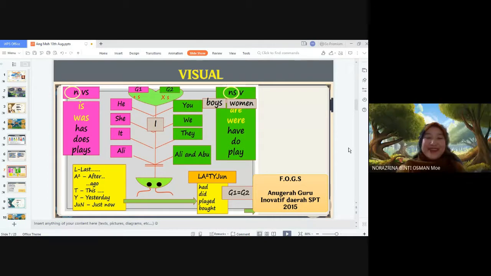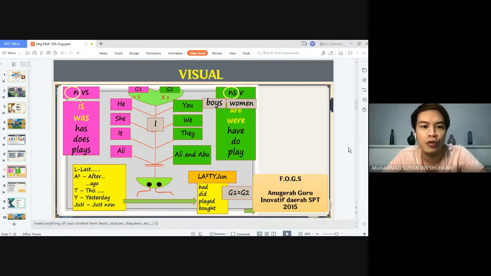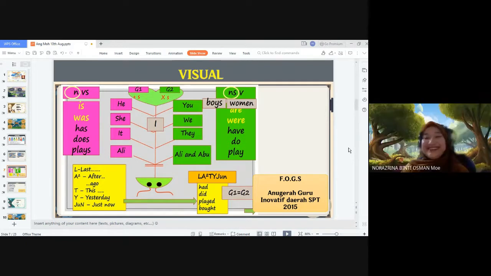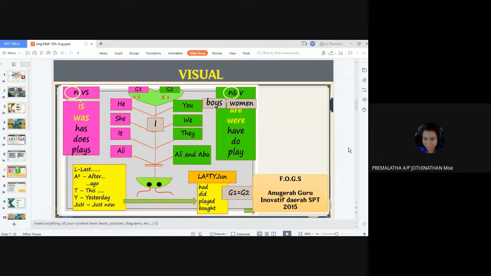Aziah was telling about the singular and plural nouns. Group 1 would be the singular and then group 2 would be the plural nouns. I see. Yes. Okay.